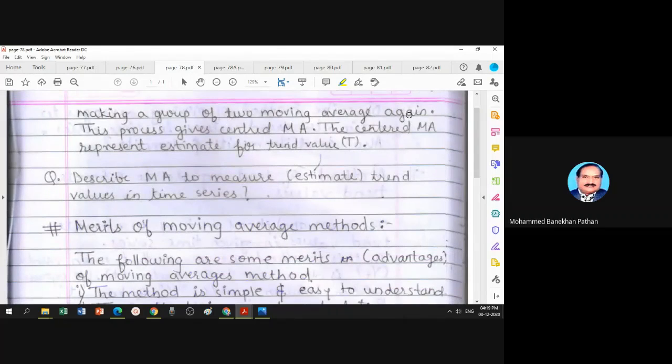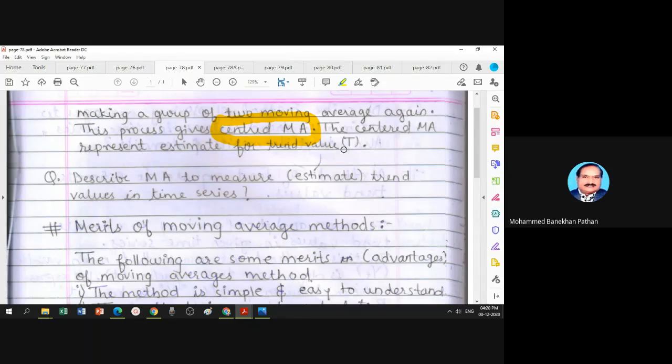Making a group of 2 moving average, again, this process gives a centered moving average. So if the period is even, you have to calculate the moving average 2 times. Number 1, with the given period, let us say 4, you will get the calculations as moving average, original. Now in the next column, the heading will be centered moving average: make a pair, get an average of 2 right in the center. This goes to the corresponding value of the time series of the second year, Y2, and the process continues till the end of the data. The centered moving average, if the period is even, gives the value of trend.